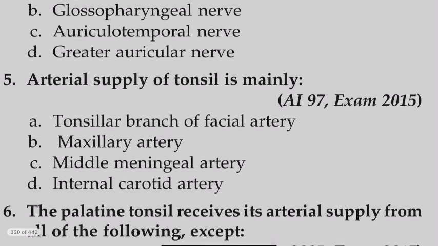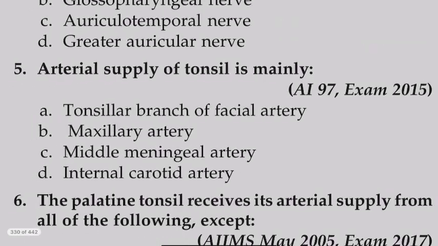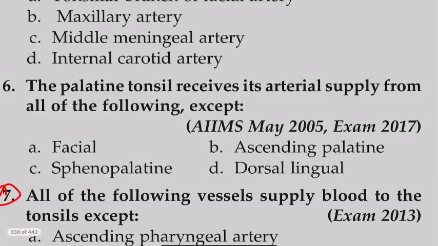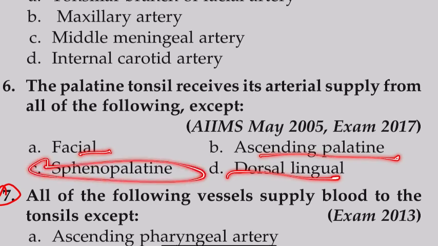The arterial supply of tonsil is mainly by what is it? It is by the tonsillar branch of facial artery. The palatine tonsil receives arterial supply from all of the following except. It will receive from facial, yes, ascending palatine, dorsal lingual, but not from sphenopalatine. Sphenopalatine artery is a branch of maxillary, does not supply tonsil. It is a main artery supplying nose, and it is also called the artery of epistaxis.